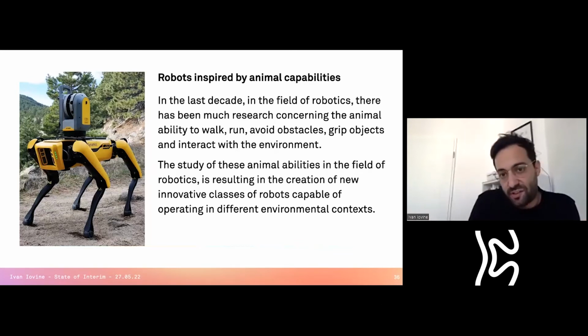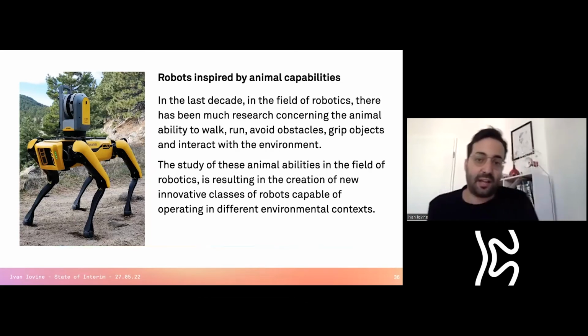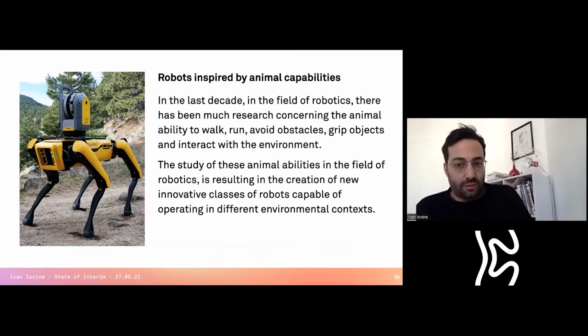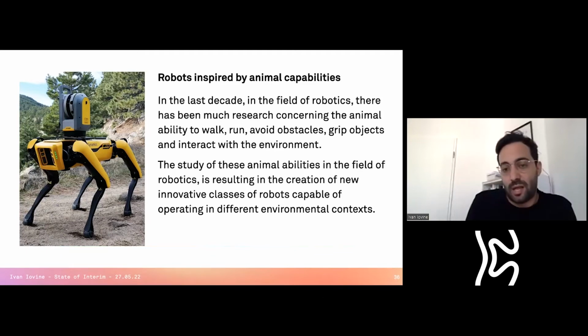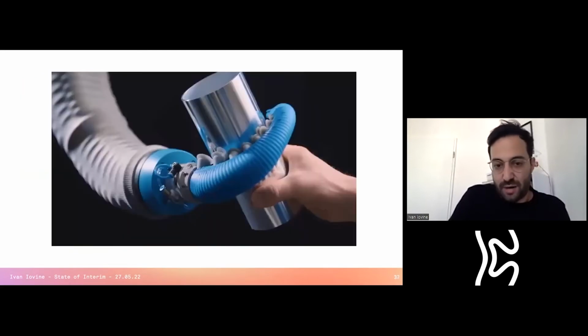Now we'll speak about robots inspired by animals and animal capabilities. In the last decade, in the field of robotics, there has been much research concerning the animal ability to walk, run, avoid obstacles, grip objects, and interact with the environment. So the study of these animal abilities in robotics is resulting in the creation of new innovative classes of robots capable of operating in different environmental contexts. So I will show you now 3 different videos of interesting projects inspired by animals.